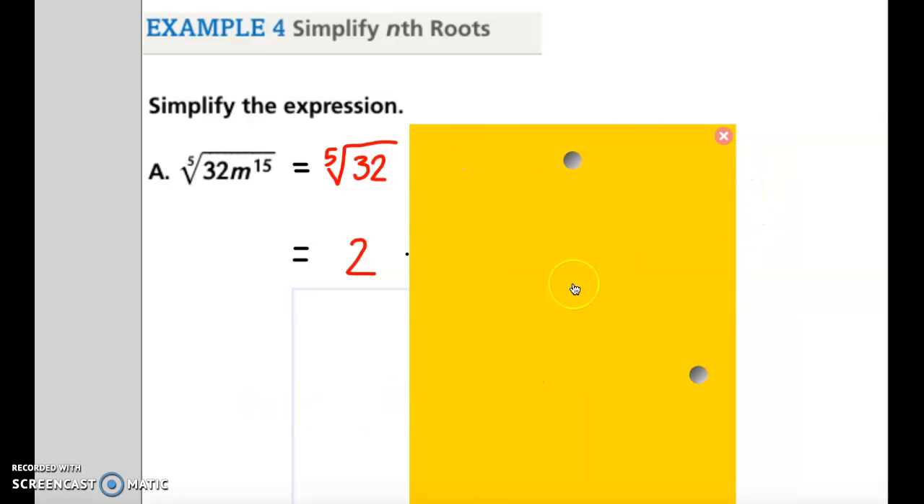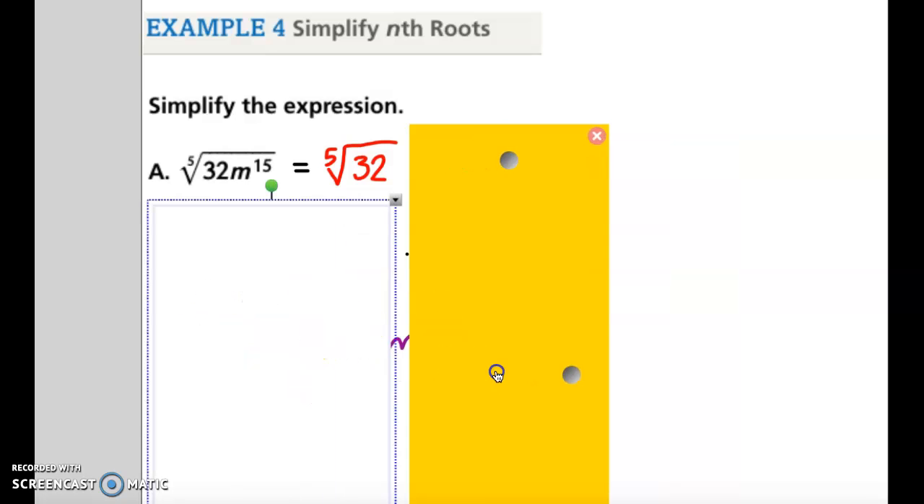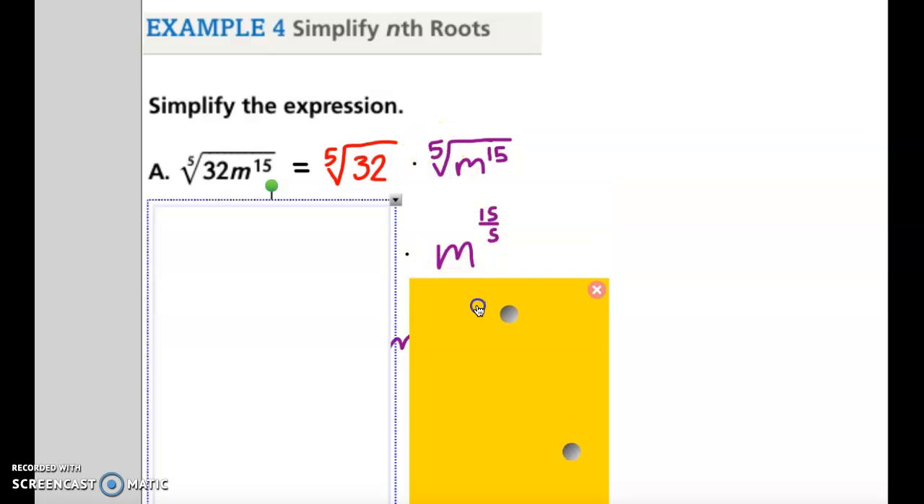over here. Same thing over here. I'm going to rewrite my radical now using those rational exponents. So remember, my index is my denominator and my exponent is my numerator. By putting it back in rational exponent form, I can simplify this and do this division. I can rewrite that as m to the 3rd.